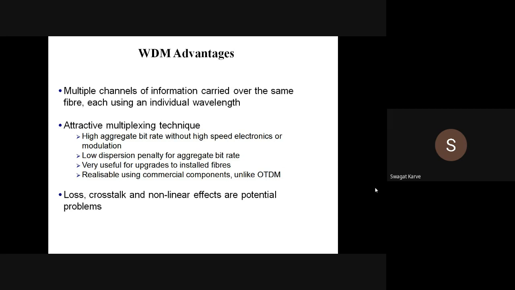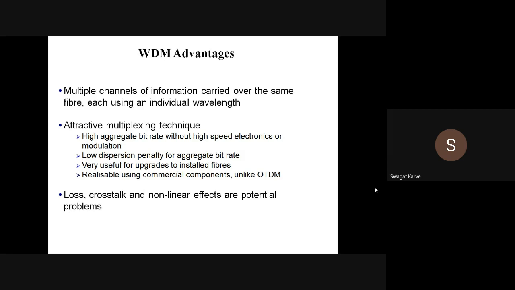Along with this, loss, crosstalk and non-linear effects are potential problems. These are the disadvantages. What are the advantages? Increased bitrate, low dispersion, easy to install, reliable using commercial components, right? What are the disadvantages? Loss, crosstalk and non-linear effects are potential problems. Loss will be the major disadvantage.